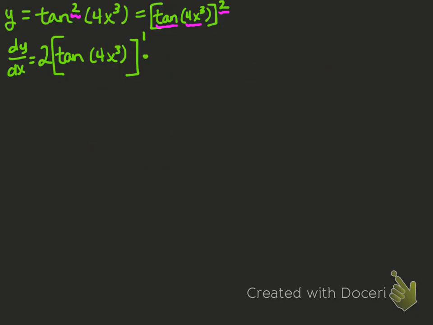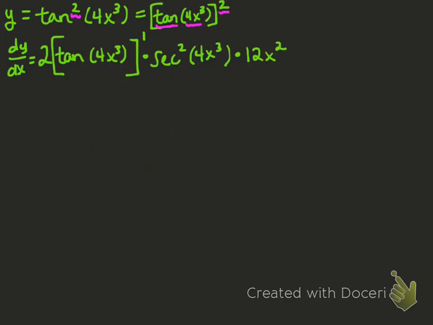Let's move on to the next function in line, which is the tangent. And of course the derivative of tangent is secant squared of whatever, and that whatever is still 4x cubed. It's very tempting to just put x, but it's still 4x cubed. So that's my second derivative, and now we're going to finish up with the last one, the derivative of the inside function 4x cubed. That derivative, of course, is 12x squared.